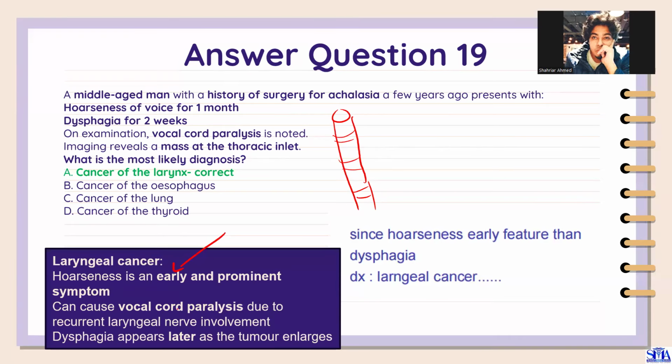So here, our earliest symptom is hoarseness, and the prominent symptom. So can we see here hoarseness over dysphagia? Can you say that hoarseness arrives first? Am I right, guys? Hoarseness over dysphagia. 1 month of hoarseness, 15 days of dysphagia. So our diagnosis would be laryngeal cancer. To be noted, vocal cord related things are also kept.